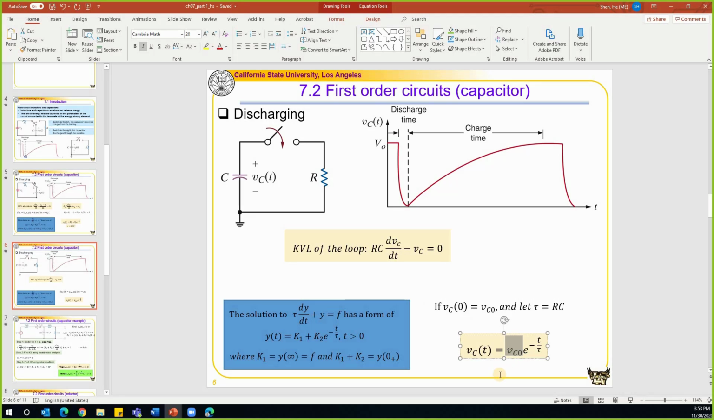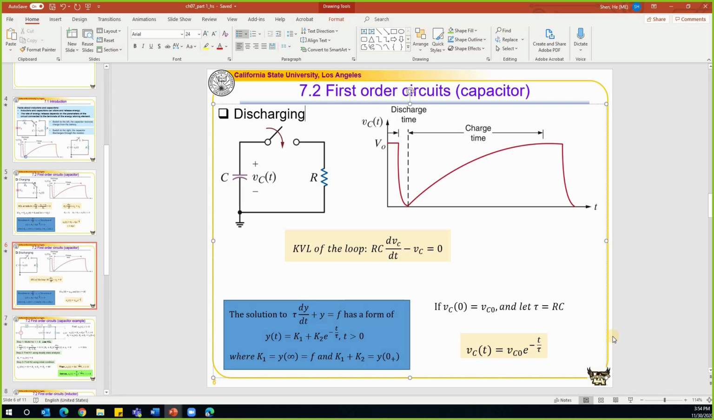And we know that K2 is equal to Vc(0). So this is how we find the conclusion Vc of time, Vc as a function of t, that is equal to Vc(0) times e to the power of negative t over tau. Since we are looking at this phase from time that is greater than 0, this conclusion works for time t that is greater than 0.